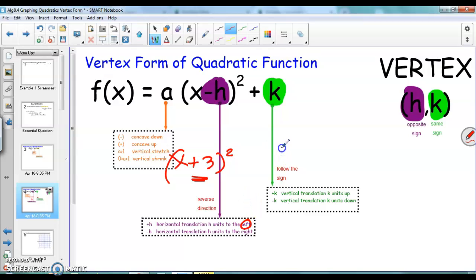Okay, so that's how we use the value of h and its sign in finding the vertex and in transforming the graph. Later on, we're going to look at some examples on how the h affects the graph in our table of values.